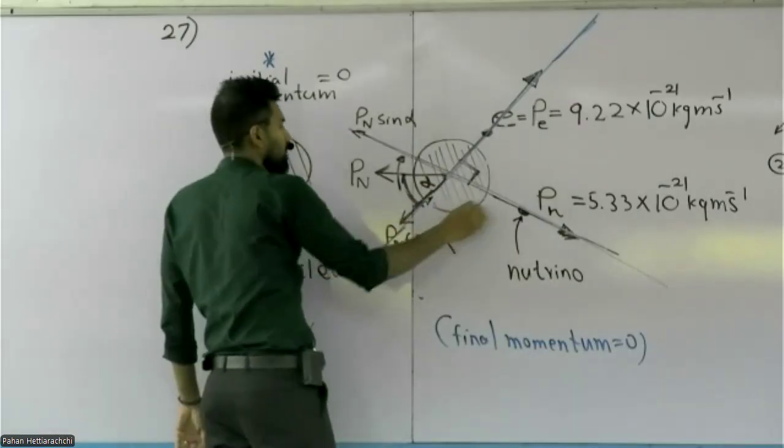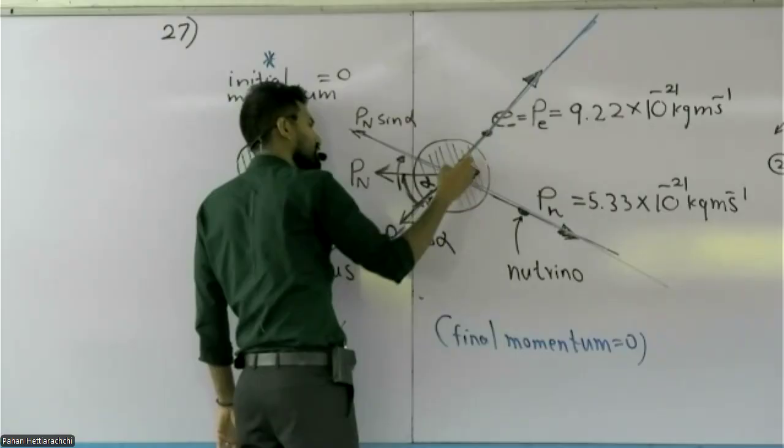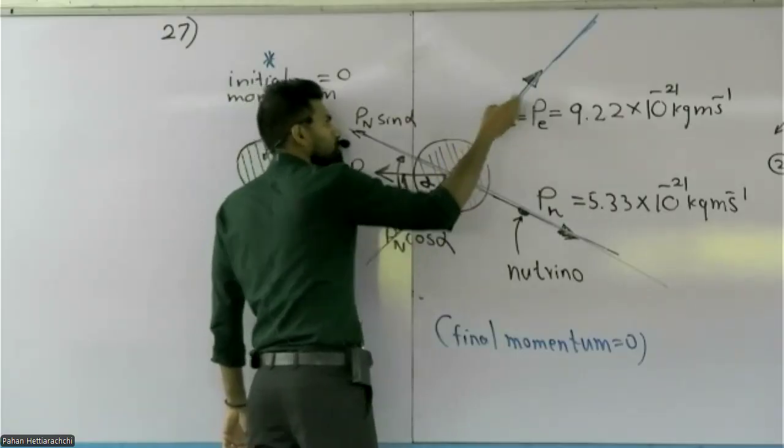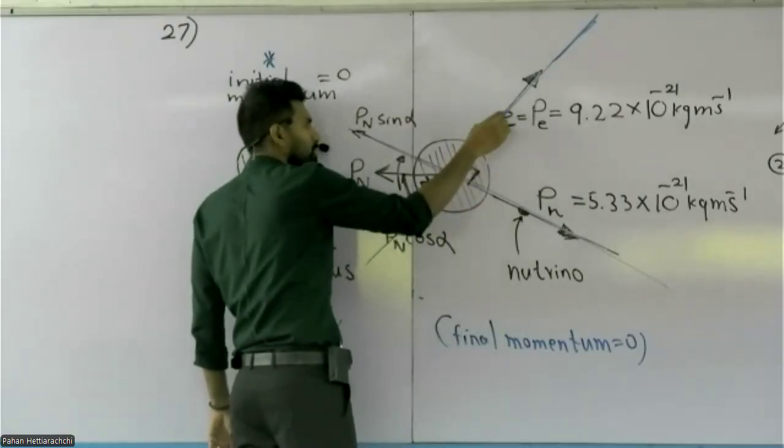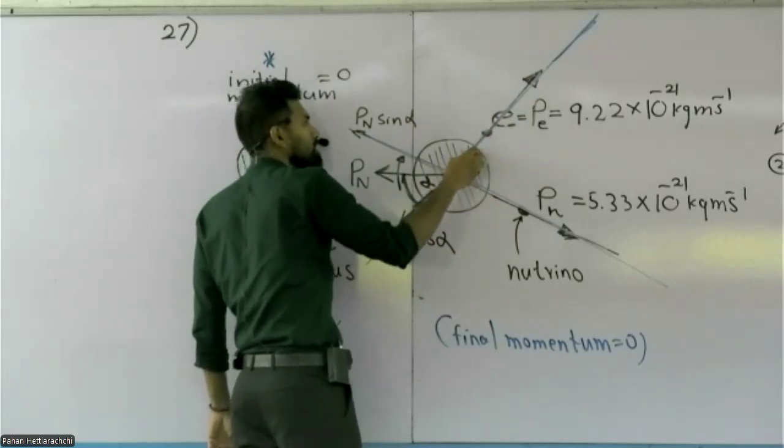I have drawn the picture correctly and I marked a certain direction where this electron is moving. I considered that the emitted electron is moving in this direction.